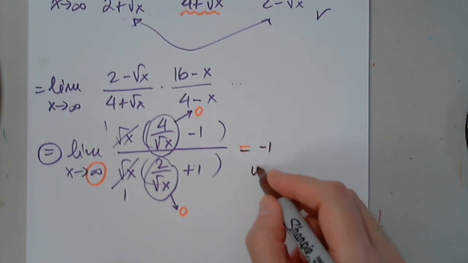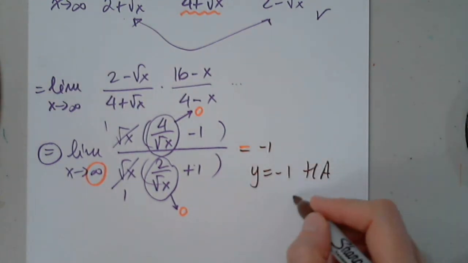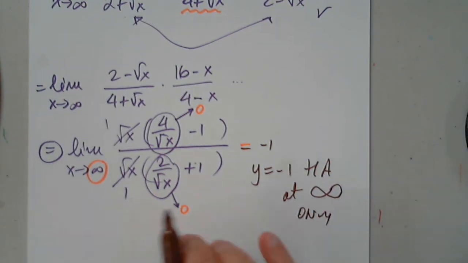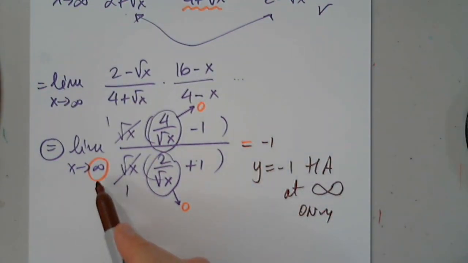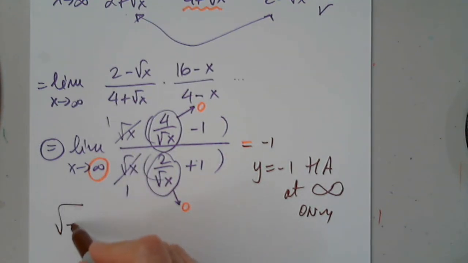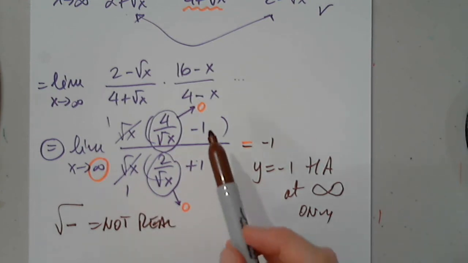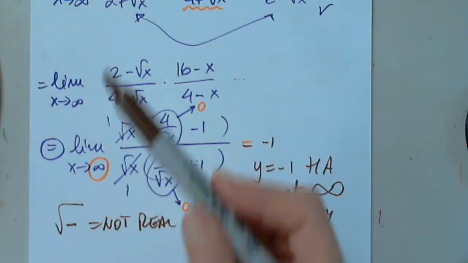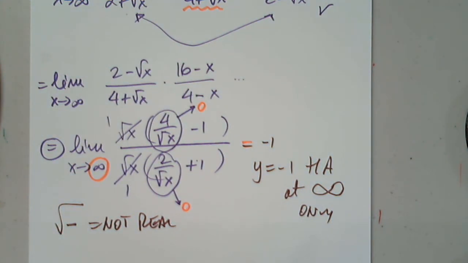Now I have to write y equals negative 1, horizontal asymptote at infinity only, for sure. Why? Why can this not be negative infinity? Because the square root of a negative number is not real. So this function that we started with doesn't even exist towards negative infinity. The domain of that function has to start at 0. So I have to write this.